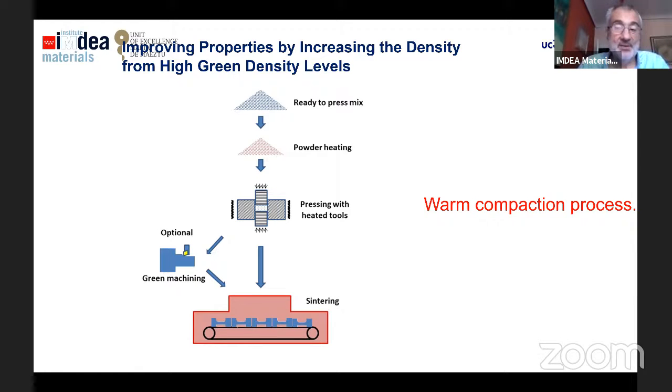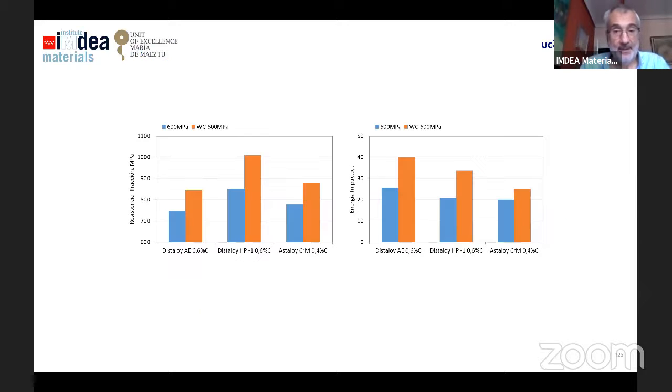For instance, in conventional powder metallurgy, after pressing, we used to have no more than 7.1 grams per cubic centimeter. And using warm compaction, after the pressing, we can have in the order of 7.3, 7.4 grams per cubic centimeter. And even these green parts can be green machined. That is impossible to do with conventional pressing methods. Here we have some results of what we are talking about: just using warm compaction, just from increasing the green density, we can improve the strength by a big amount.